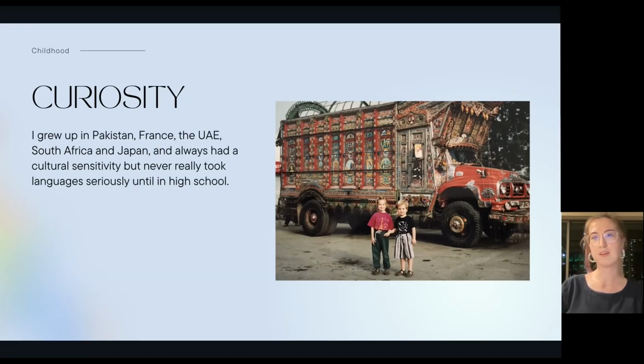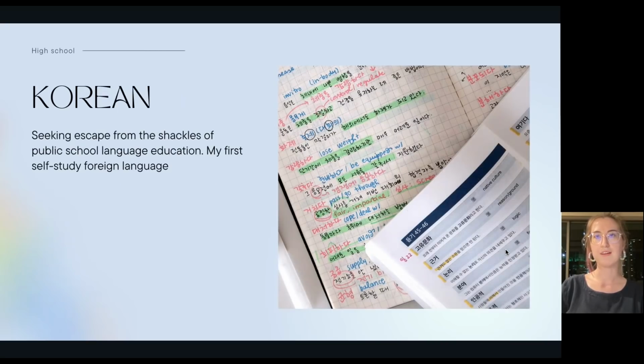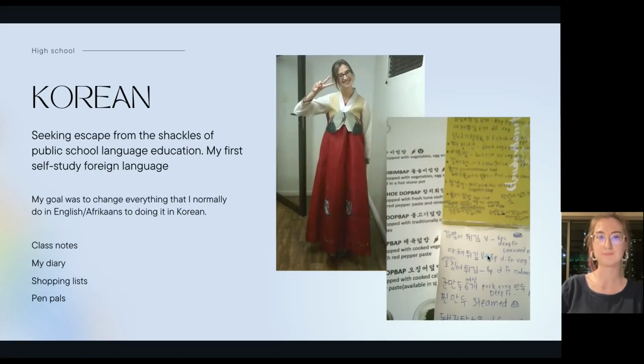But as I mentioned earlier, I never really took languages seriously until around high school or after. So my home languages are English and Afrikaans, and I took French, Arabic, and Urdu at school. But only after that, seeking escape from these shackles of public school language education, my first self-taught foreign language was Korean. So I've been learning Korean for over 11 years now.